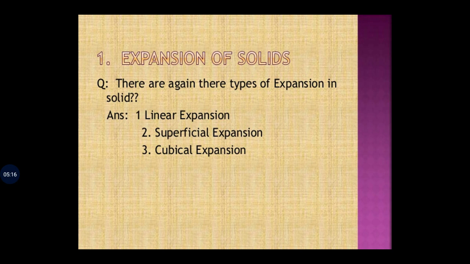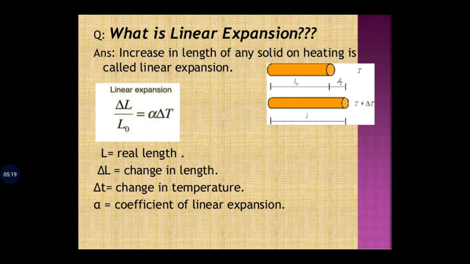First we will see linear expansion. What is linear expansion? The increase in length of any solid on heating is called linear expansion. The formula for linear expansion is delta L by L naught equals alpha into delta T. L naught is the original length, delta L is the change in length, delta T is the change in temperature, and alpha is the coefficient of linear expansion.